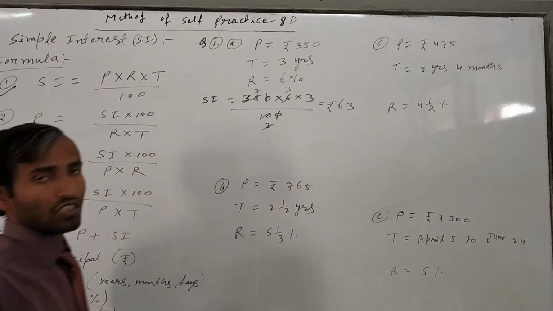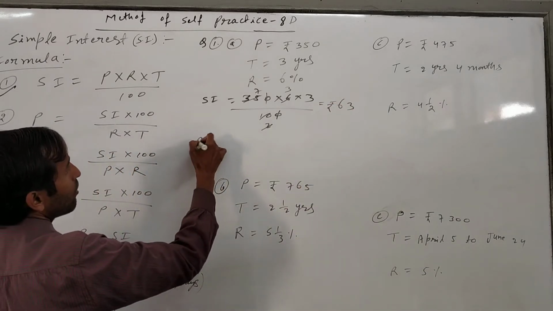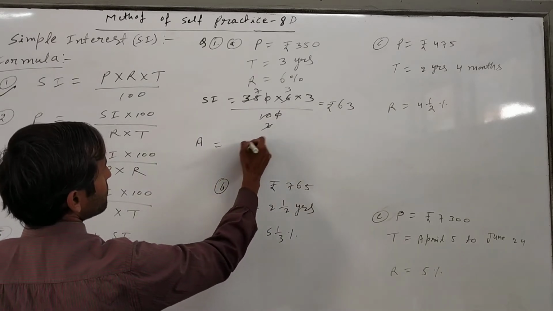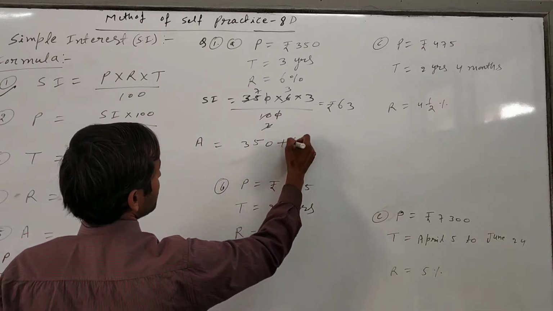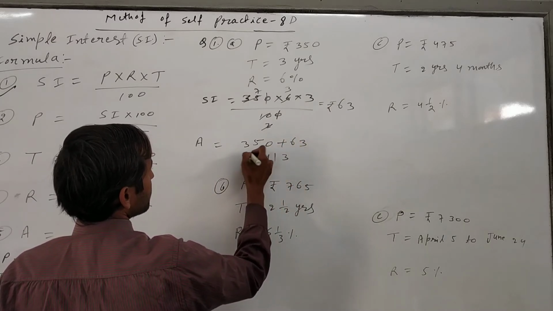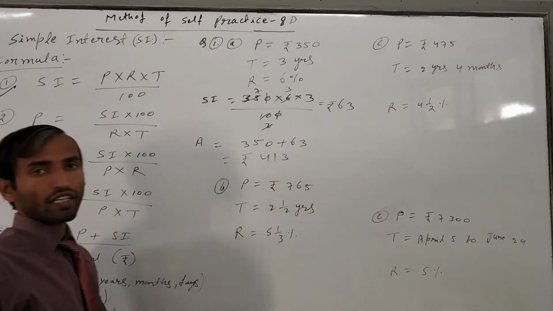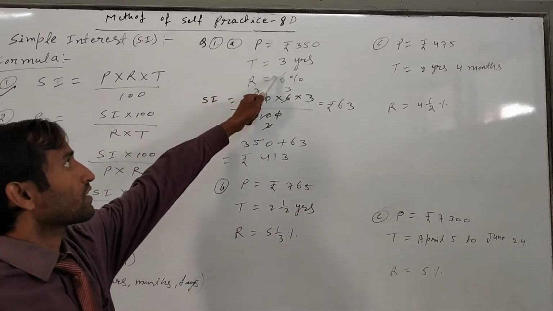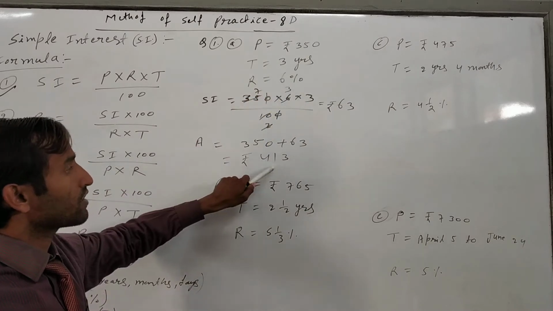This is the answer for simple interest. Now we have to find the amount. We use the formula P plus SI. So 350 plus 63 is 413. So the amount is equal to 413. We will return this amount if we take a loan for 3 years at this interest.